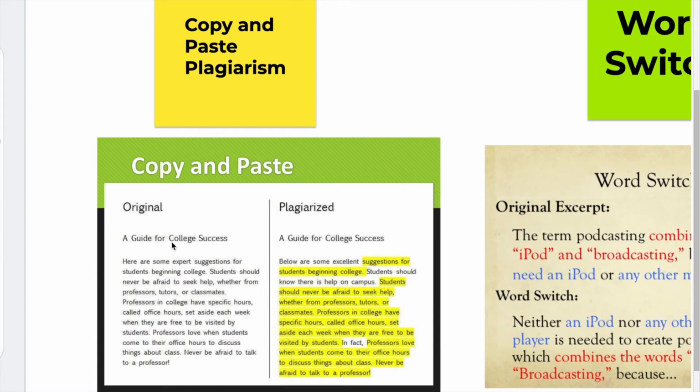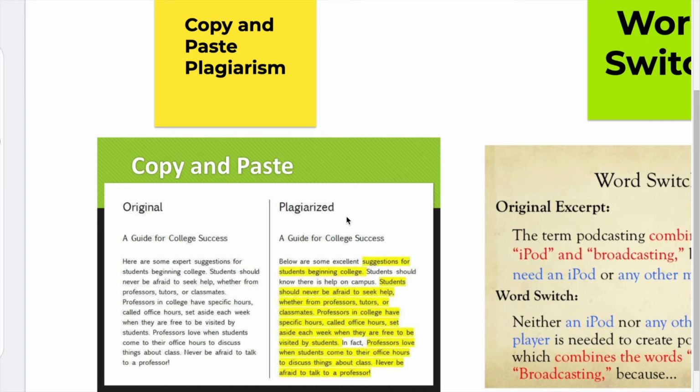This is the original source, A Guide for College Success. It says, here are some expert suggestions for students beginning college. Students should never be afraid to seek help, whether from professors, tutors, or classmates. Professors in college have specific hours called office hours set aside each week when they are free to be visited by students. Professors love when students come to their office hours to discuss things about class. Never be afraid to talk to a professor.